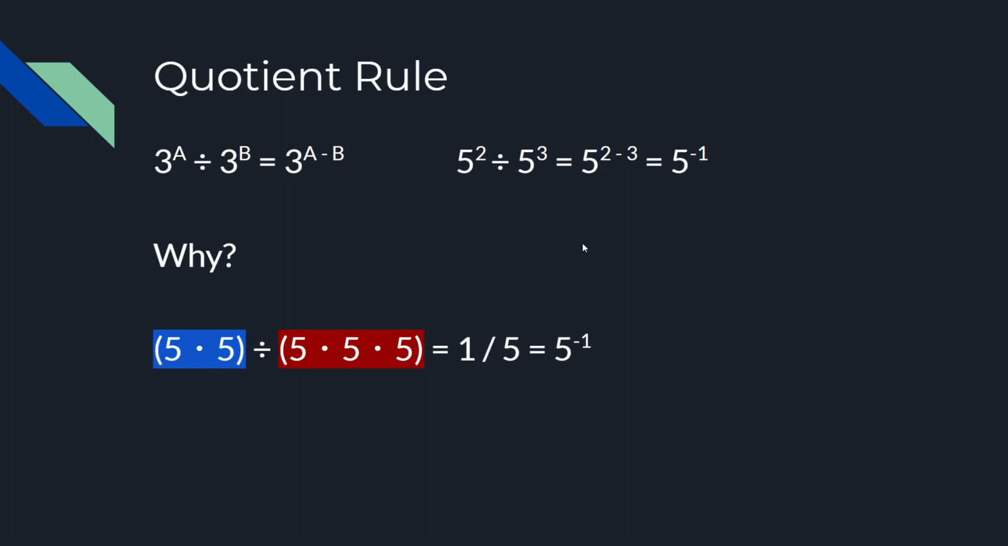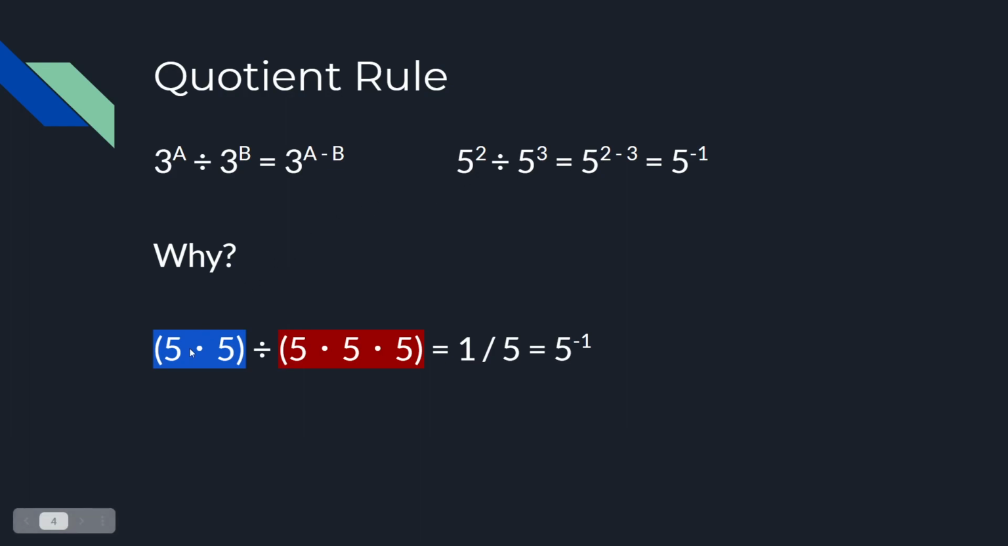And next up is the exact opposite, the quotient rule. This is when you're dividing two numbers with an exponent, and the numbers have the same base but different exponents. If you had 3 to the a divided by 3 to the b, it would be just 3 to the difference of the powers. So if we had 5 squared divided by 5 to the third, you just do 5 to the power of 2 minus 3, which is 5 to the negative 1.